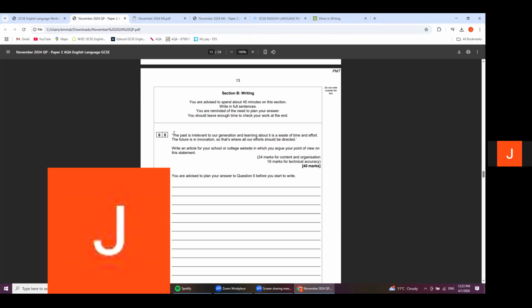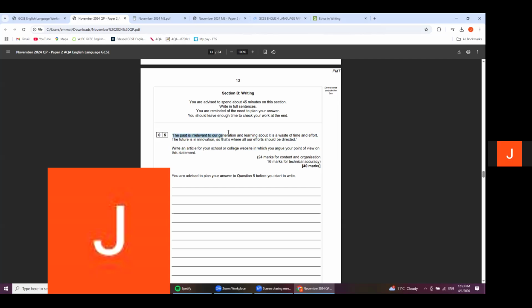So in the first half of my article, I'm going to argue why the past is irrelevant to our generation. Then my second paragraph, I'm going to argue why learning about it is a waste of time and effort. My third paragraph is then going to be based on the future is in innovation, so I'm going to be giving reasons and arguments for that. So that's where all our efforts should be directed. Really, the statement has given us a 3-paragraph plan already.